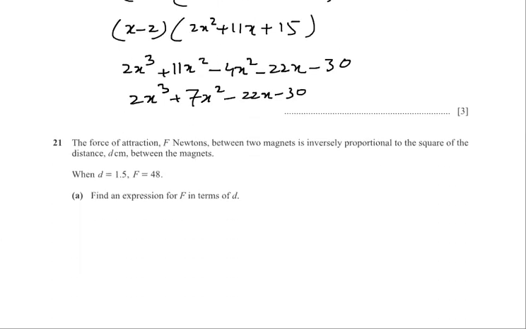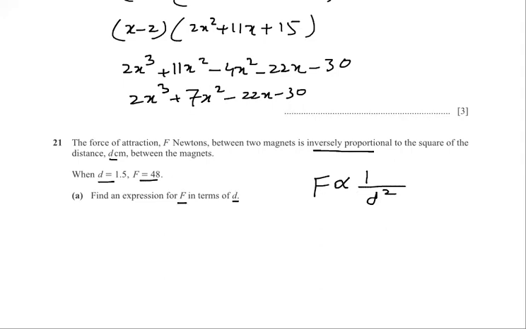Next, number 21. The force of attraction F newtons between two magnets is inversely proportional to the square of the distance. If it is inversely proportional, it will be 1 over the square of the distance. D is 1.5, F is 48. Find an expression for F in terms of D.